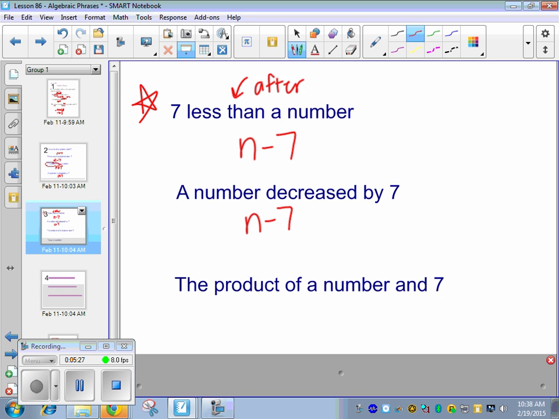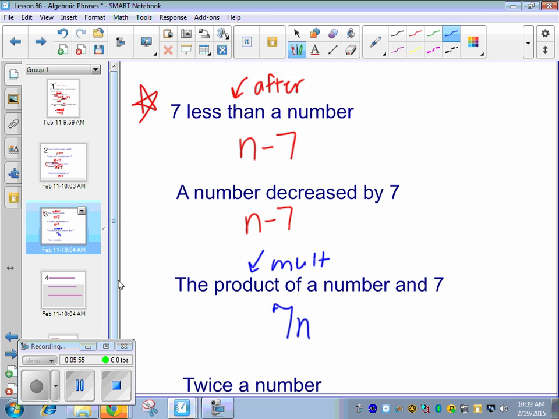The product of a number and 7. New vocab word, right? You guys know product. Mark, what do you think? Yeah, product means multiply. So it would be n times 7, but normally, where do we put the coefficient? In front of the variable. So when it's the product of two things, put the number first. Make sense?